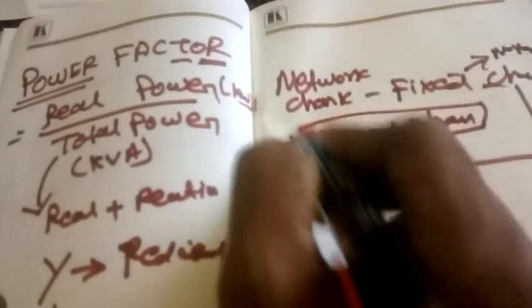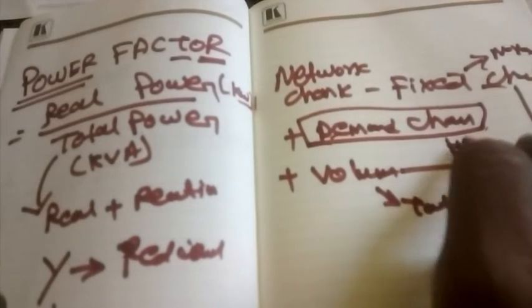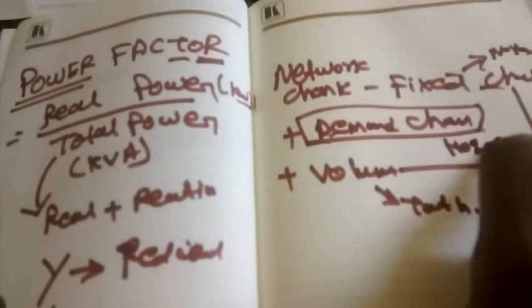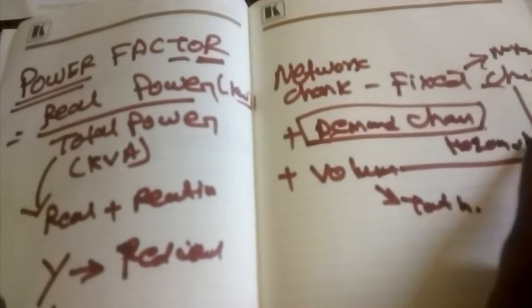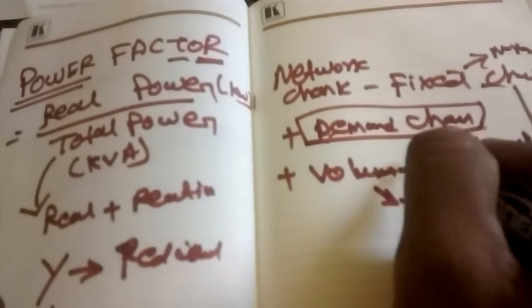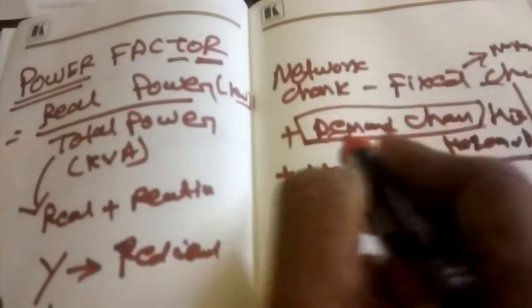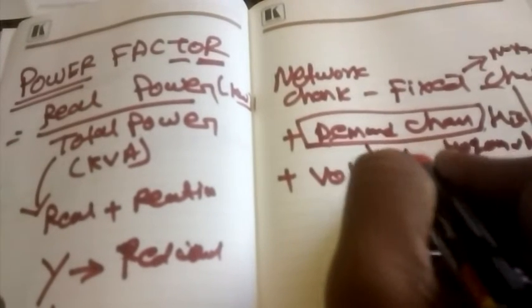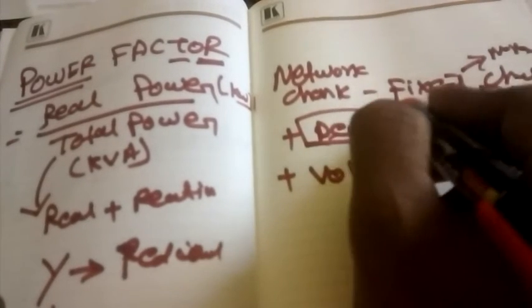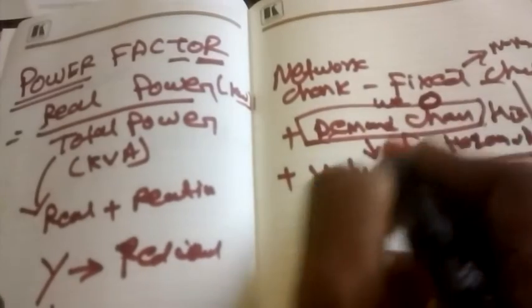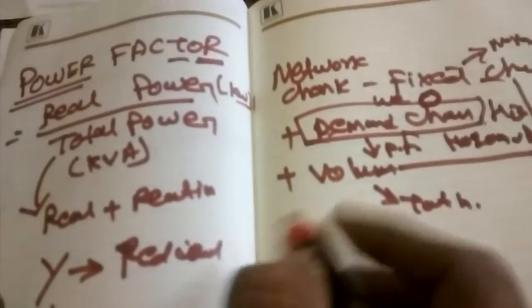Demand means how much power you used in this month, that means the highest power used in this month. This is called demand. This is called power factor. We need to maintain this at zero. That's why we need to study power factor.